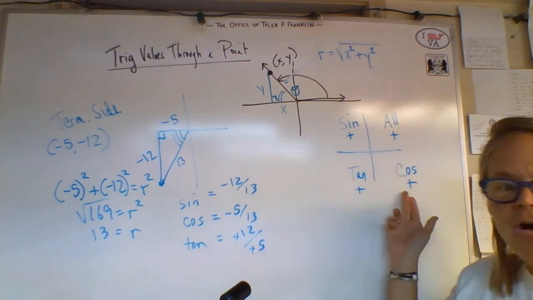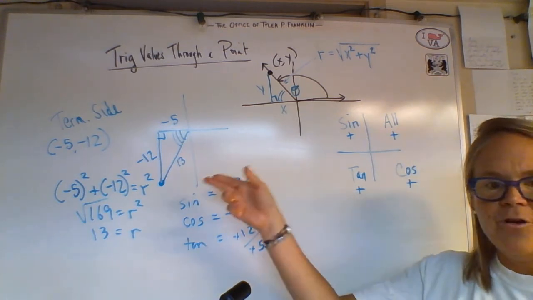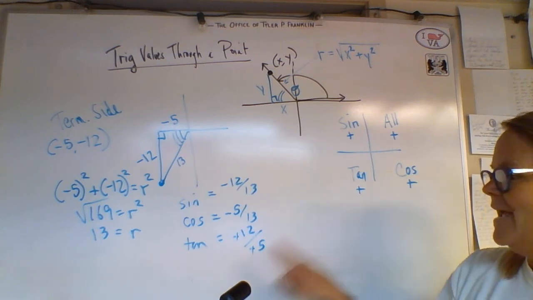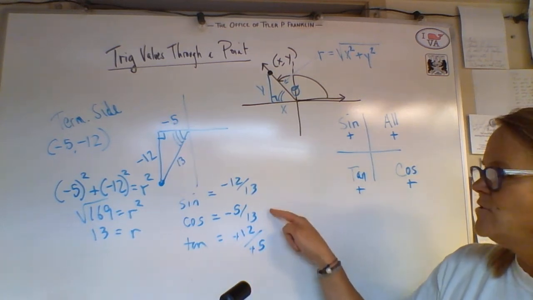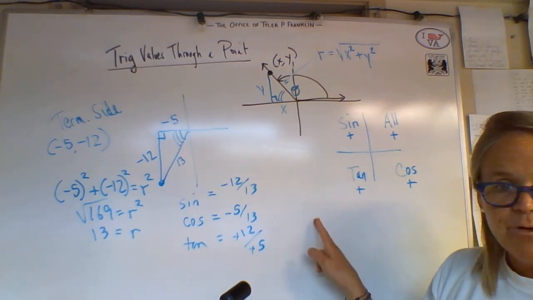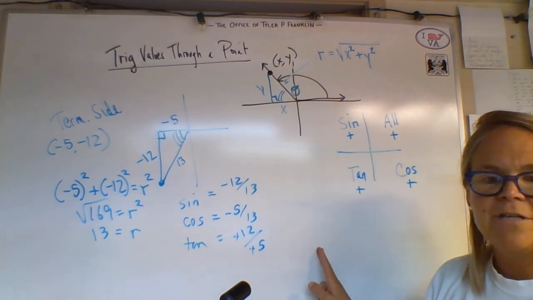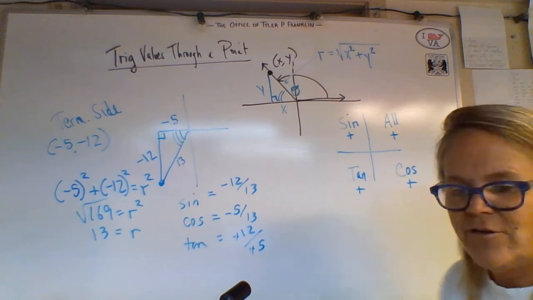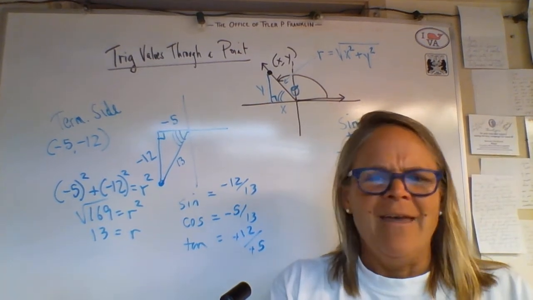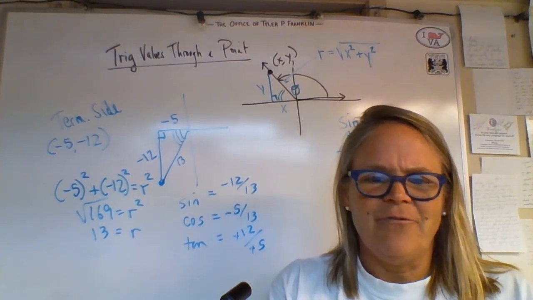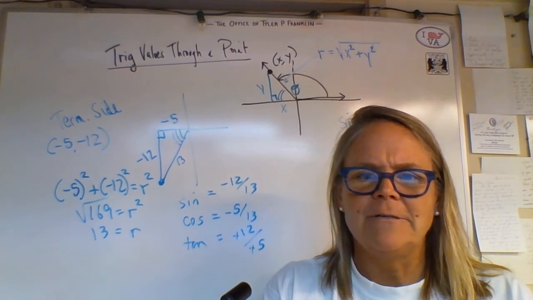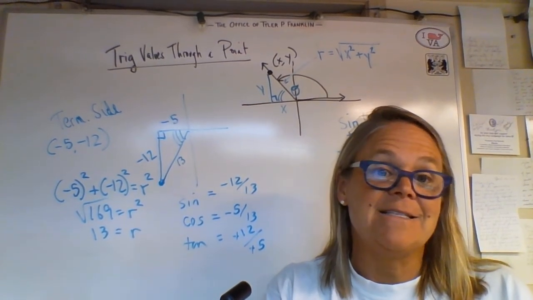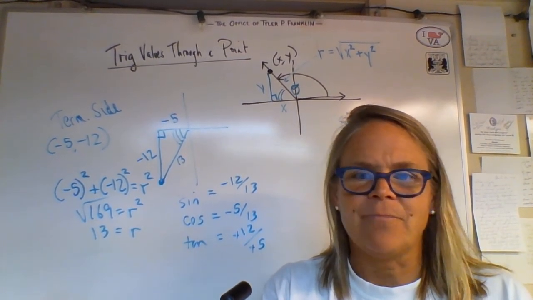So again, All Students Take Calculus. Third quadrant, tangent is positive. Sine and cosine are negative, so their reciprocals would be negative. Cotangent would be positive. So that is trig values through a point. It's really just using SOHCAHTOA, but you can get these negative values. That's it.